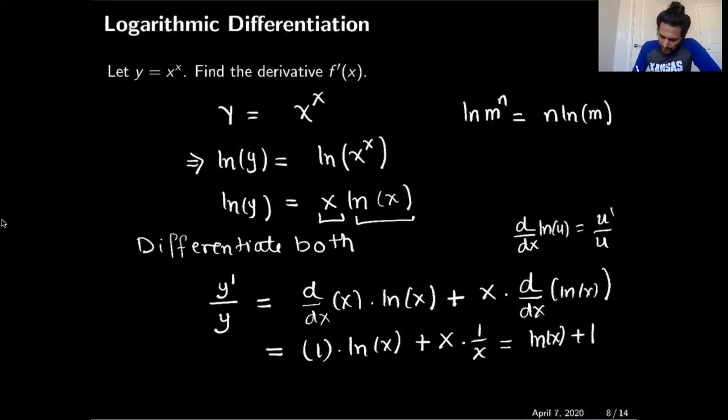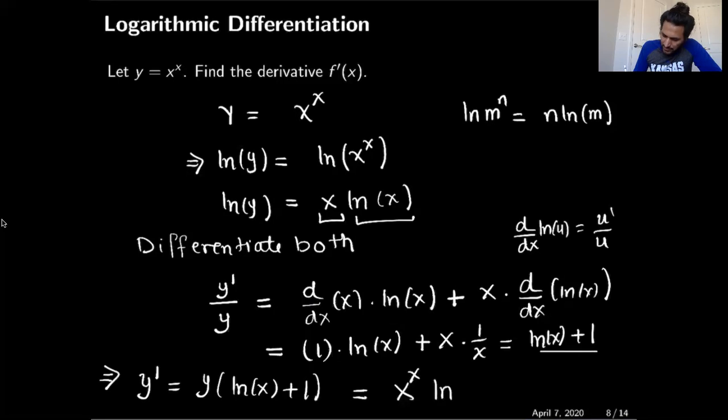So what I have now is y prime over y is equal to natural log of x plus 1. I will multiply y on both sides. So my y prime will be y times natural log of x plus 1. Since y is x to the power x, this is equal to x to the power x times natural log of x plus 1. So this is my final answer. I will box my answer here.